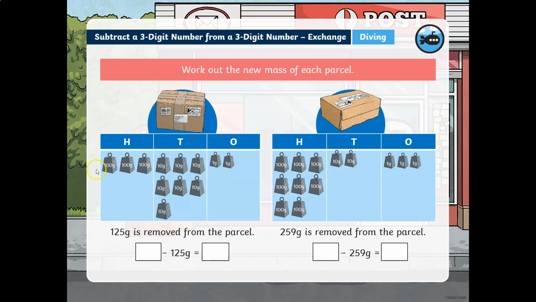Okay, here we have a picture of what this number is. We have 372. How did we get it? We have the hundreds column, there's 3. The tens column, there's 7. And the ones column, there's 2.